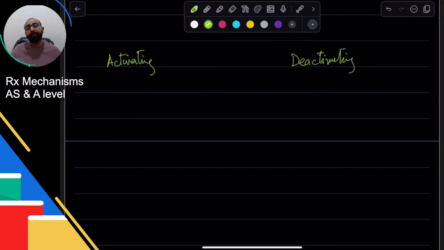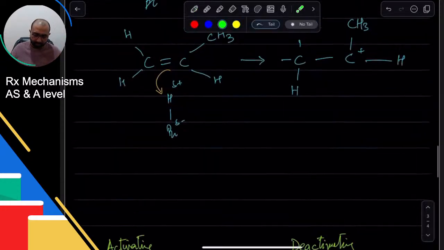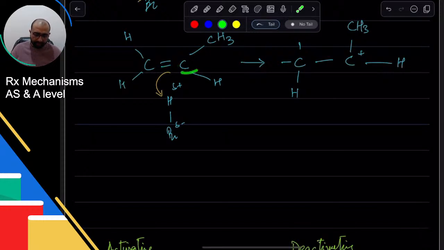Activating groups are the ones that have lone pairs that they provide. Activating groups have electrons that they provide in case something becomes a positive charge. What that does is it stabilizes the positive charge. If a positive charge forms, if something suddenly loses an electron, then the electron is not supposed to leave from both of these carbons. Then if one gets encouragement from somewhere, then that one will stay.